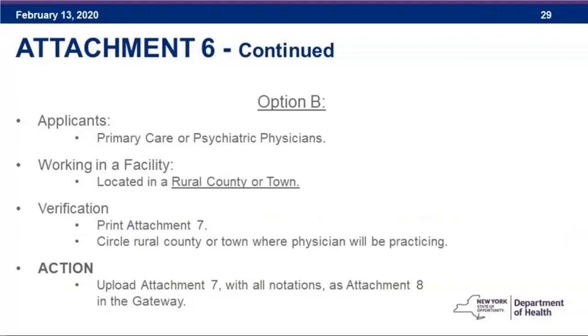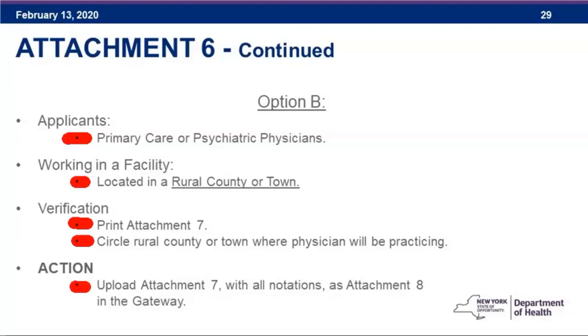Option 2 is option B, rather. Option B is equally as straightforward. Again, you would be a physician who is in primary care or psychiatric services. This time we're looking to see if you work in a rural county or town. And the state provides a list of counties and towns they have identified as being rural. And we've provided that list to you in attachment 7. So you can take a look at that list. If the location where you're working is noted there, simply circle the location on the list and send it back to us as proof that you're in an underserved area.